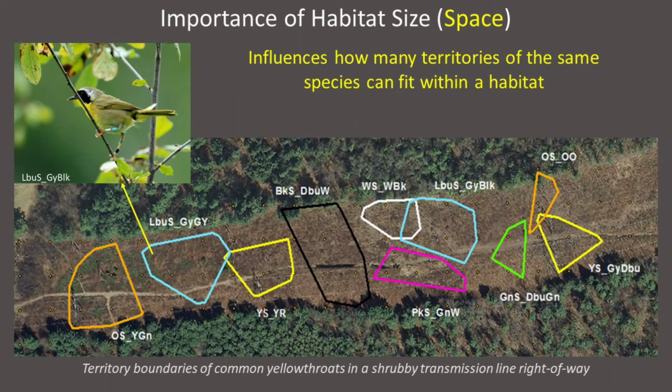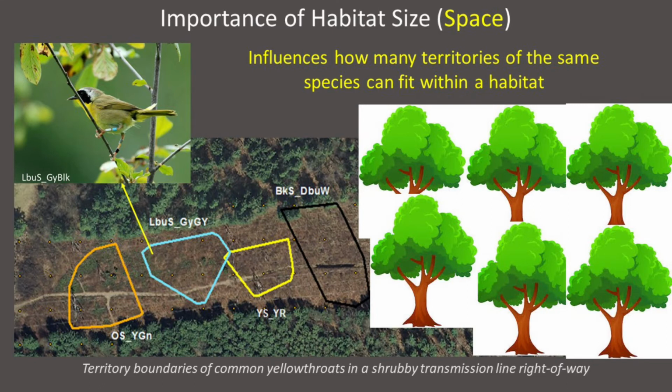The size or area of a habitat is also important because it influences how many individuals of the same species can meet their needs within that habitat. This is especially true for wildlife species that defend breeding territories against other individuals of their same species. Here, we can see the territory boundaries of male common yellowthroats within a shrubby transmission line right-of-way. If half of the shrubby habitat were allowed to grow up into mature trees, there would be less room to accommodate these birds, and a fewer number of total individuals would be expected to occupy the remaining habitat.